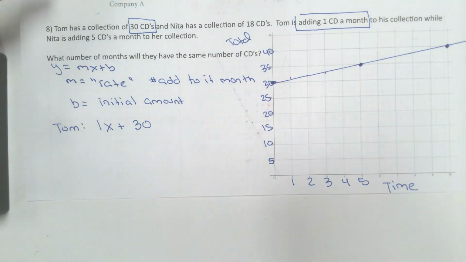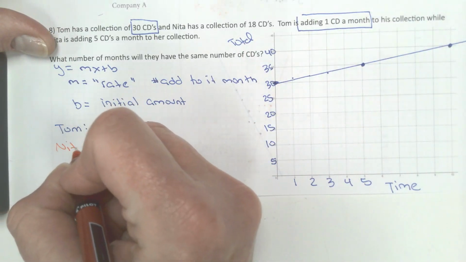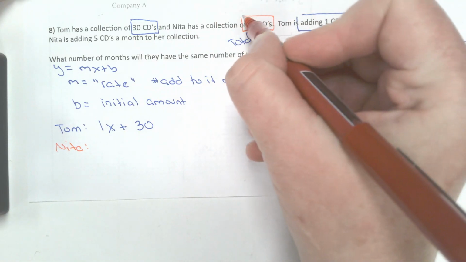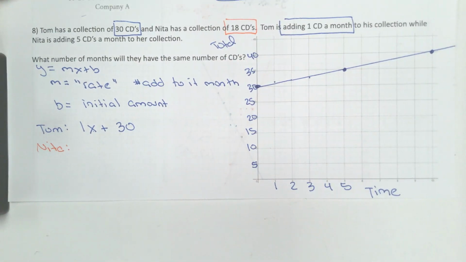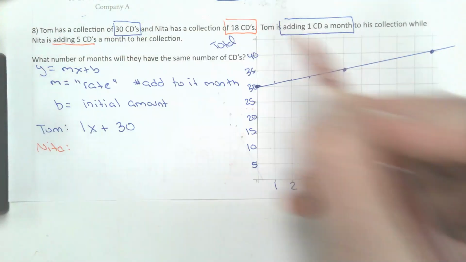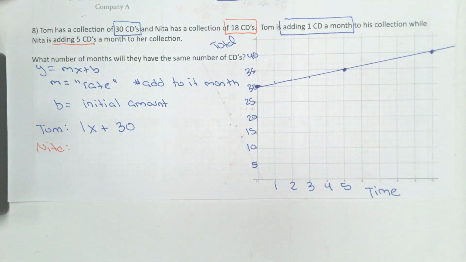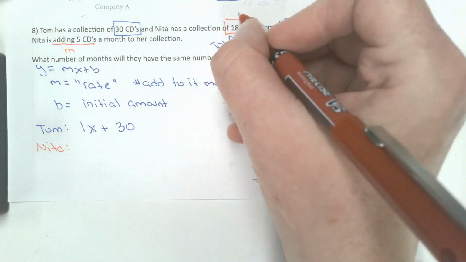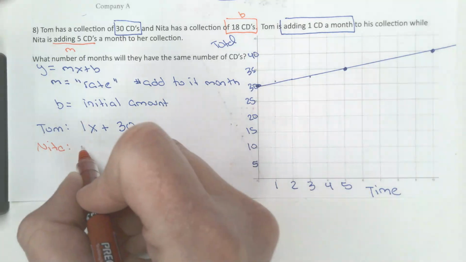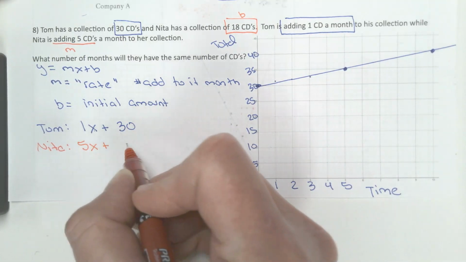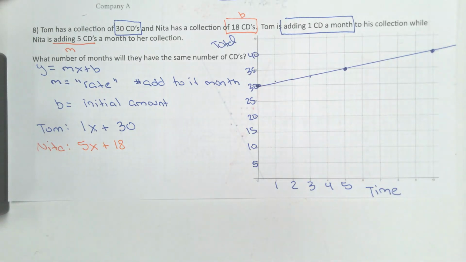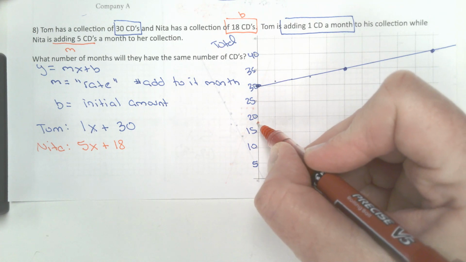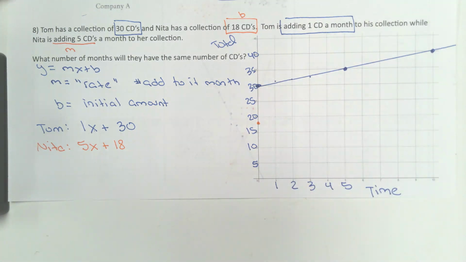Now let's write an equation for Nita. Nita has a collection of 18 CDs, and she's adding 5 per month to hers. All right, so that is her m, and that is the b. So for Nita, we would have 5x plus 18. We have a y-intercept of 18, so I'm going to estimate it about there.